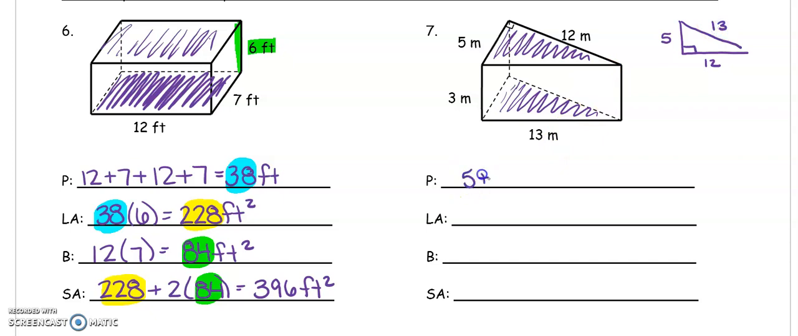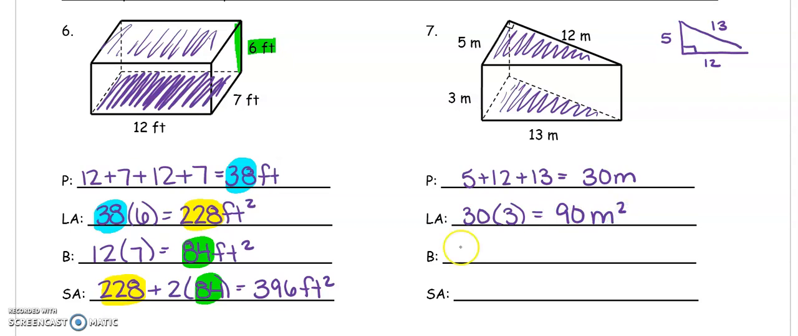So for the perimeter, I can say 5 plus 12 plus 13, which means that the perimeter is going to be 30 meters. To find the lateral area then, well, 30 times the height is the distance between the two bases. 30 times 3 will give me 90 meters squared.